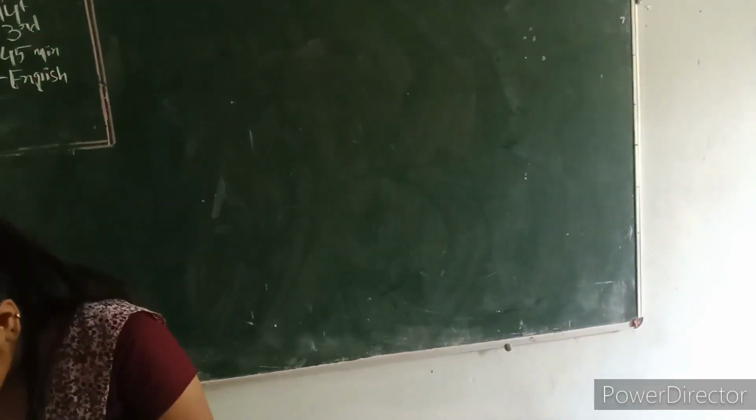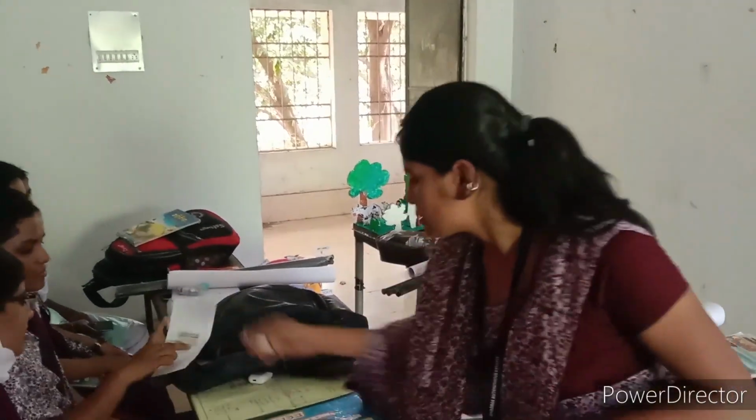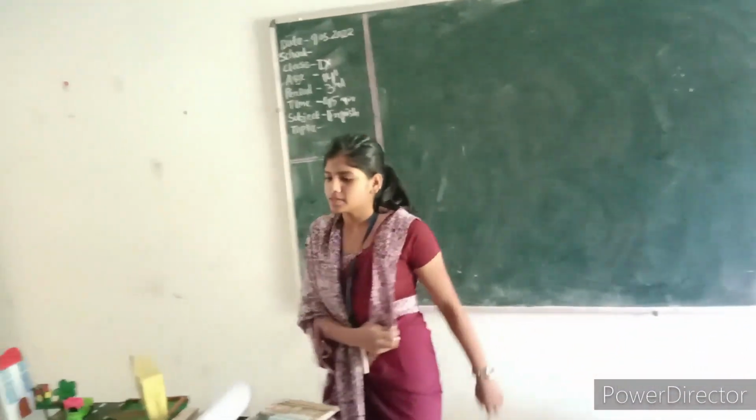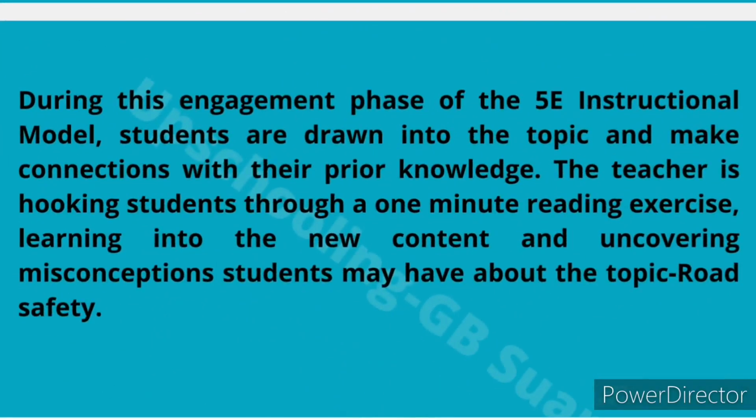So, before starting the lesson, I'll hand over some newspaper cuttings. You have to go through them and read properly. This is like a 1 minute reading exercise. During this engagement phase of the 5E instructional model, students are drawn into the topic and make connections with their prior knowledge. The teacher is hooking students through a 1 minute reading exercise, leading into the new content and uncovering misconceptions students may have about the topic road safety.